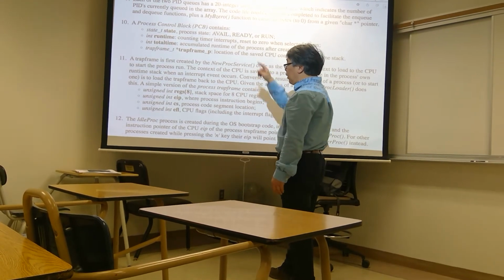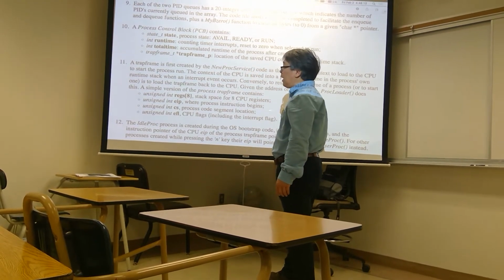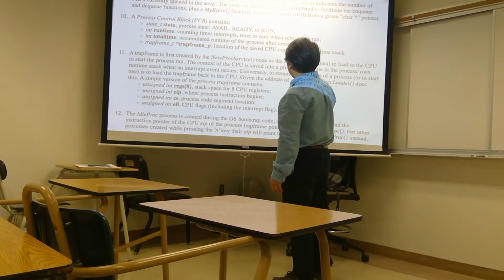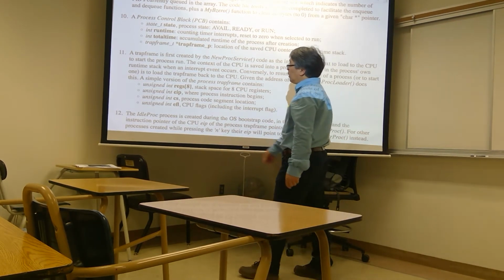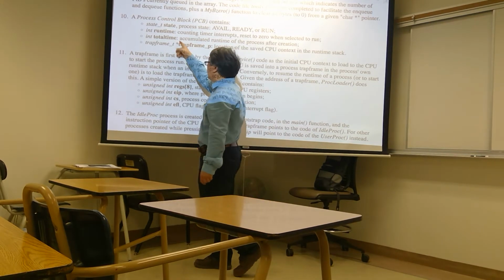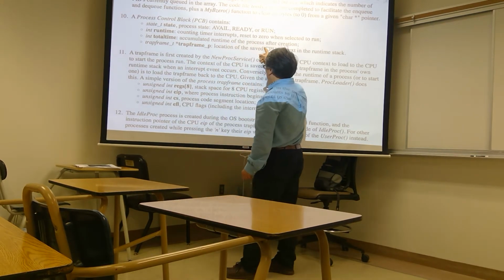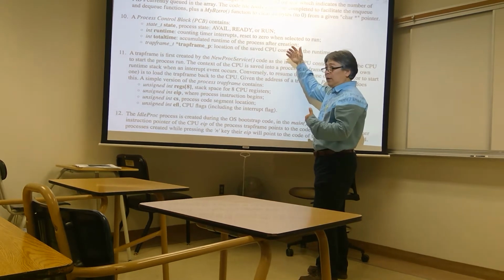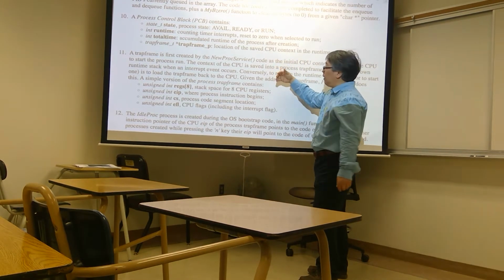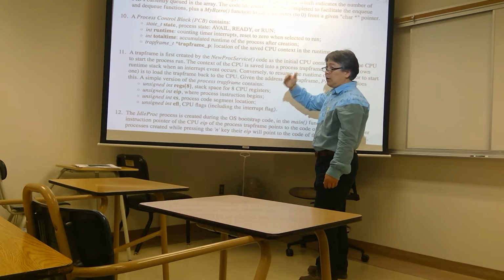For the current running process, the runtime will be upcounted, and it will be compared against the time limit. And here's the total time. Total time is accumulated from the runtime for that process after creation. For the length of the process until it's terminated, the total time is counting the timer interrupts.